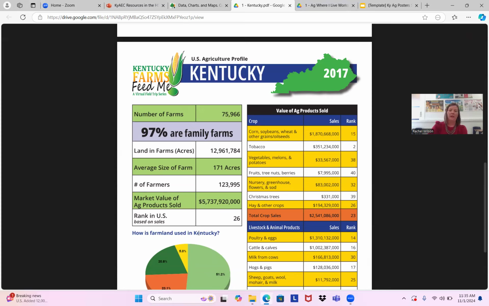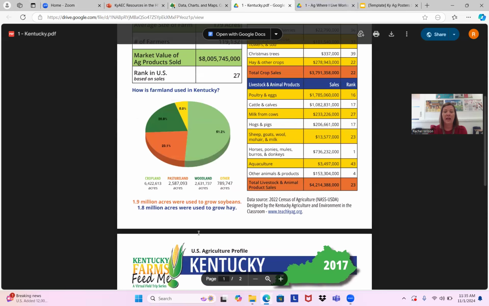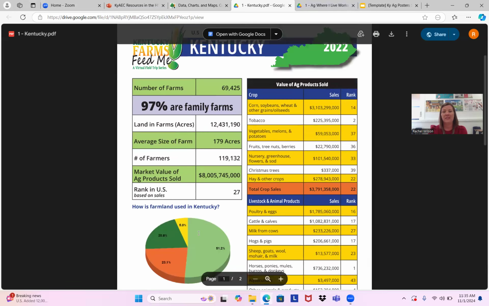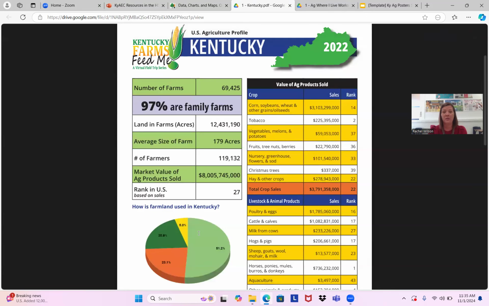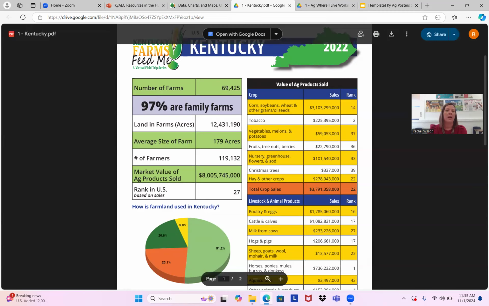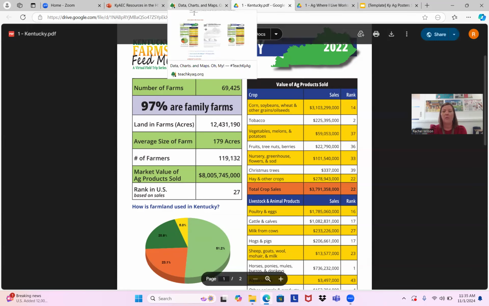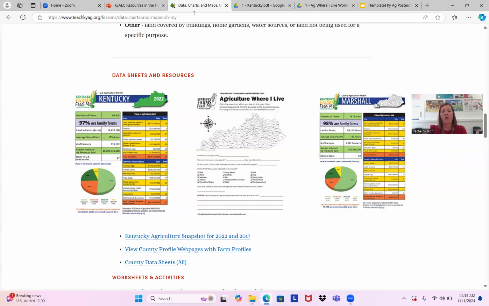Right off the bat, you may notice that in 2017, Kentucky had 75,966 farms, and 5 years later, Kentucky was sitting at 69,425 farms. Now, granted, some of that could be through consolidation of farms, but that's still a pretty major reduction. So that can generate discussions about how land is being sold, how we're going to be able to conserve all of that land.